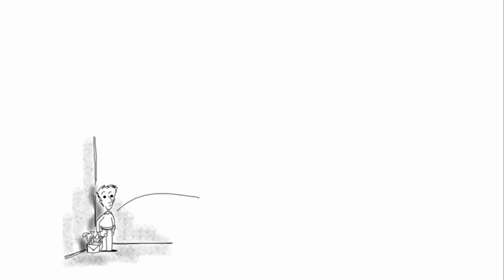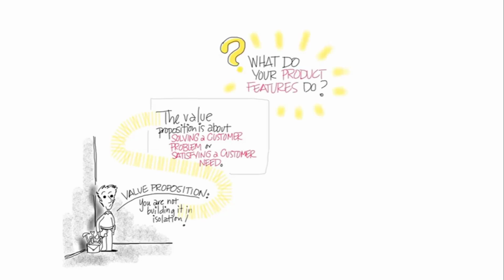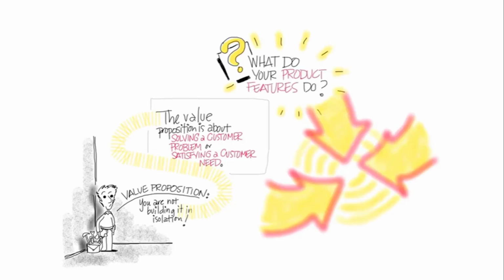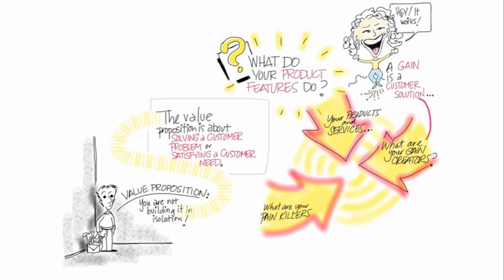So let's take a look at value proposition. Now, value proposition is not something you're building in isolation. While the value proposition is about solving a customer problem or need, it really consists of three components. The easy one for most entrepreneurs to talk about is what product features you have or what product services you're providing. But there's actually two more important components to value proposition. What gain are you creating for customers, and what pain are you solving for them?